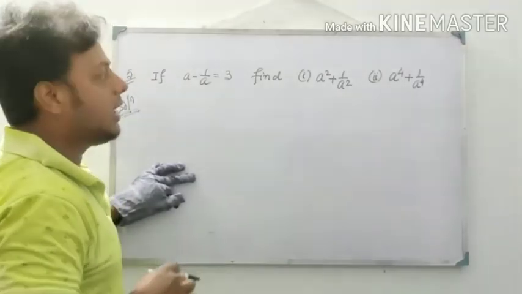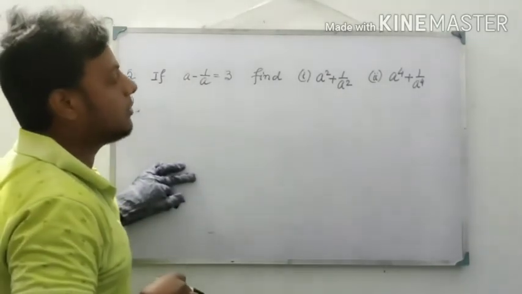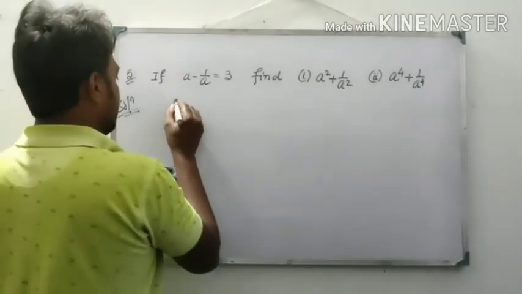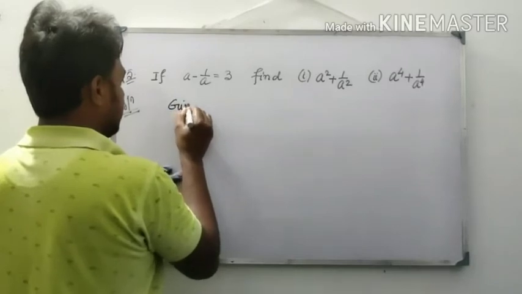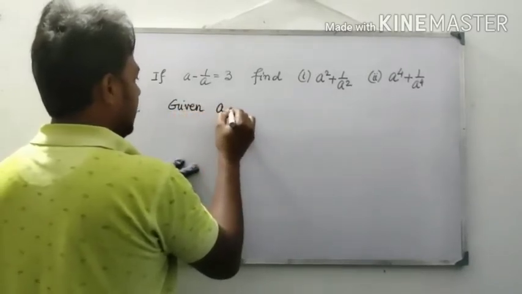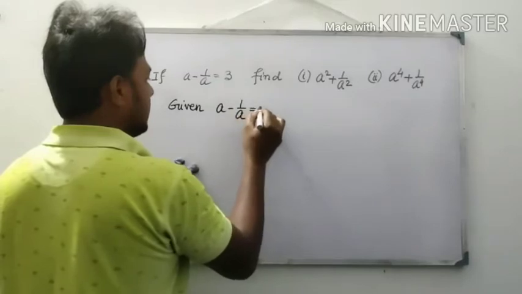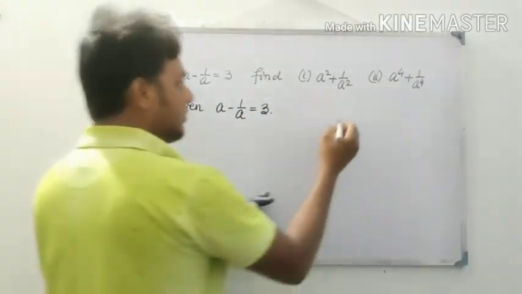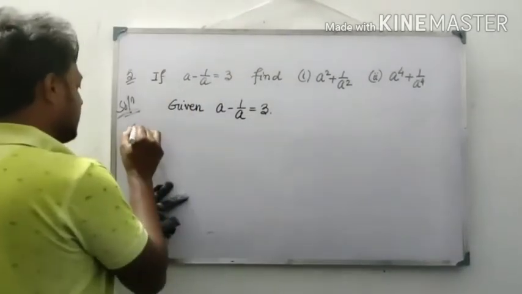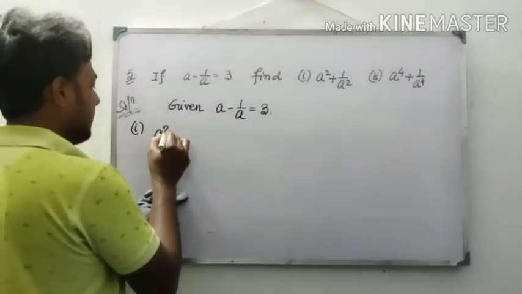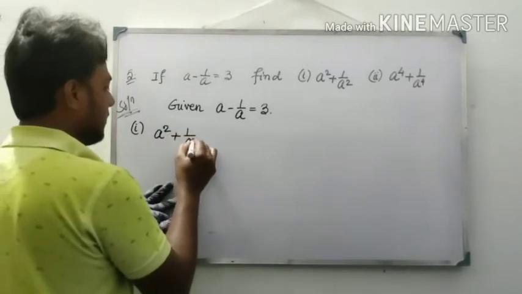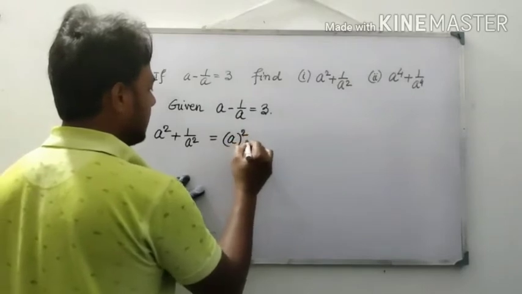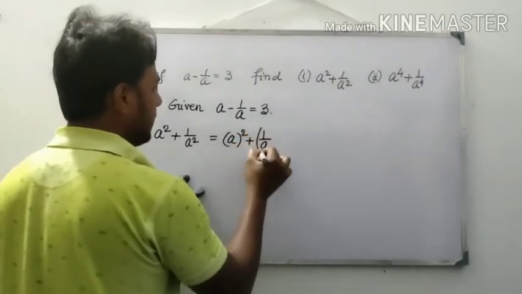Clear? So which identity is suitable to calculate a square plus 1 by a square? First write the given: a minus 1 by a equals 3. To remind you, I am writing the identities, two identities. Actually we have to find out a square plus 1 by a square. This is nothing but a square plus 1 by a the whole square.